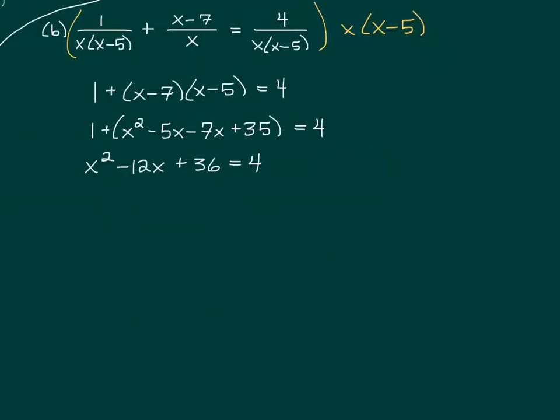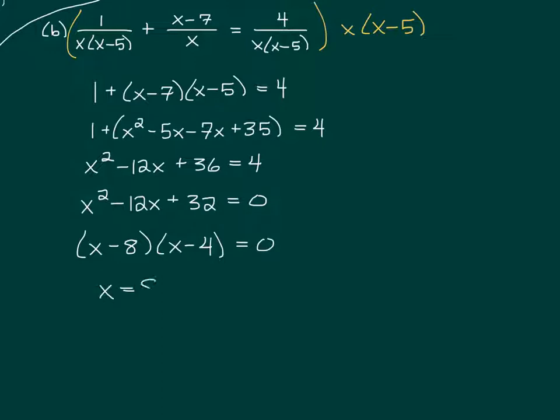What type of equation is this? It's quadratic. How do you solve a quadratic equation? You get it set equal to 0. So subtract 4 from each side, we get this. I'm going to choose to solve this particular quadratic equation. Now that it's set equal to 0, I'm going to solve it by factoring. What two numbers multiply to be positive 32 and add to be negative 12? Negative 8, negative 4. Which means my solutions, x equals 8 or x equals 4.